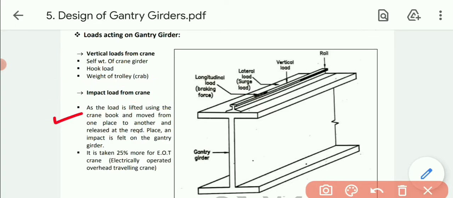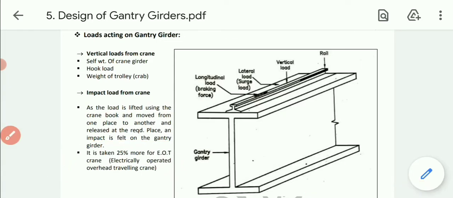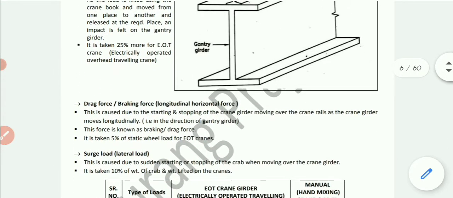As the load is lifted using the crane hook, moved from one place to another, and released at the required place, impact is felt on the gantry girder. So impact load will be felt on the gantry girder through the crane girder. It is taken as 25% or more for the EOT, meaning electrically operated overhead traveling crane girder. That's our first load, the impact load from the crane girder to the gantry girder.